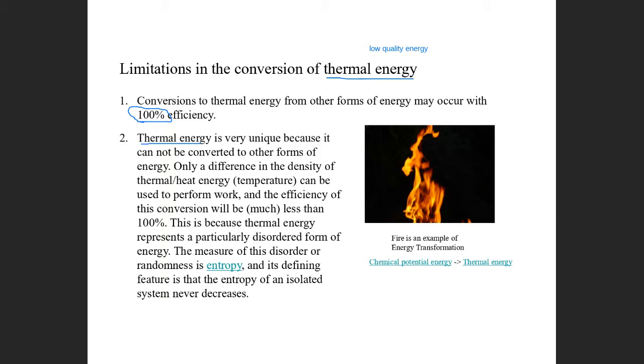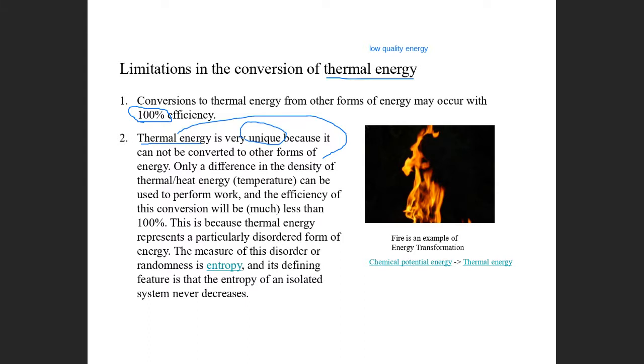However, thermal energy to other forms of energy is unique. It's very unique because it cannot easily be converted to other forms of energy. So it is very interesting, thermal energy. Any other forms of energy can be converted to thermal energy easily. Like combustion, fire is an example, and the energy transformation is from the chemical potential energy of fuels into thermal energy. If there's no energy loss, this efficiency can be 100%.